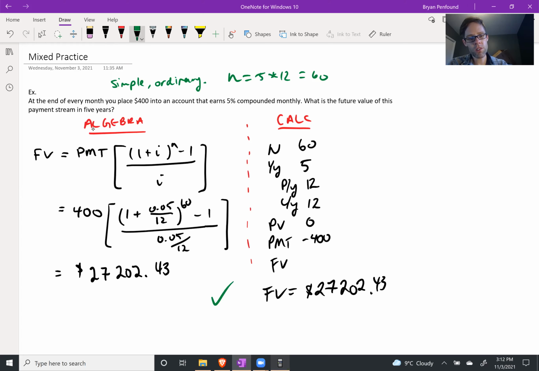Okay, so that's a nice little review for Monday, dealing with what we call the simple case. Let's take it up a notch. Let's see an example that's, I would argue, a little bit more challenging.